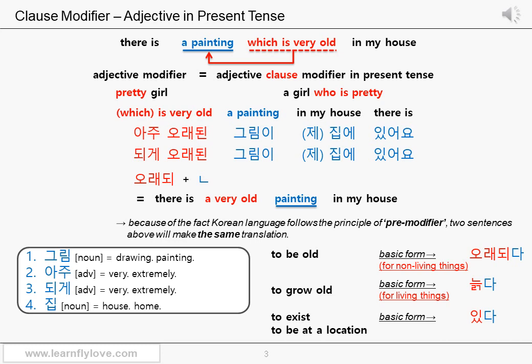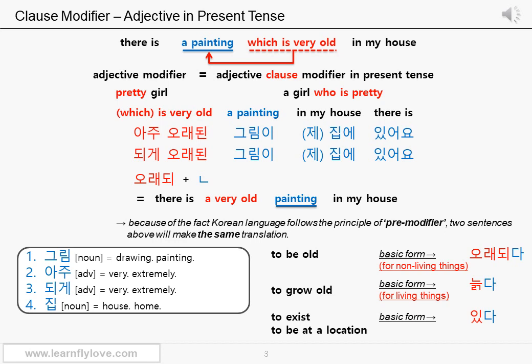Painting, 그림이. In my house, 제 집에. There is, 있어요. 아주 오래된 그림이 제 집에 있어요. There is a painting which is very old in my house. You can use 되게 to mean very instead of 아주, and it's used very, very commonly in spoken Korean. 되게 오래된 그림이 제 집에 있어요.